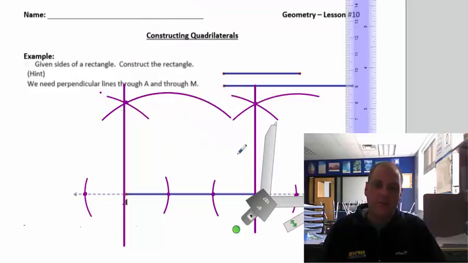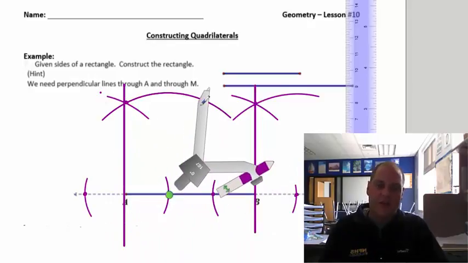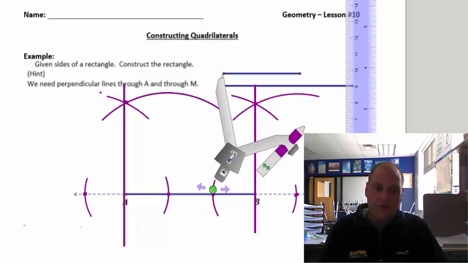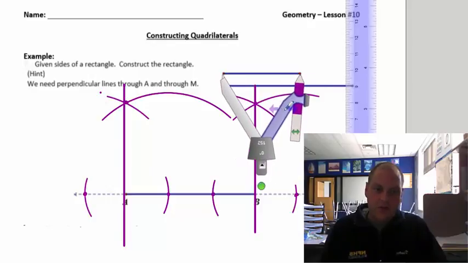We already know how to do that. So I'm going to flip this around, and I'm going to copy. We already know the length of AB, so we just need this little one here, right? So put our compass point on one end of it, and then swing it around to the other end, and we're going to have to make it a little shorter. There we go.